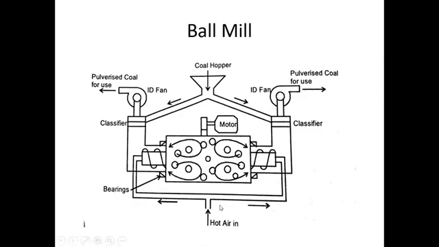So the hot air supply is from here, and coal is supplied from here. This is the drying system of the ball mill, and this is the rotating drum. Okay. So a bearing is used, which is required for the rotating drum.